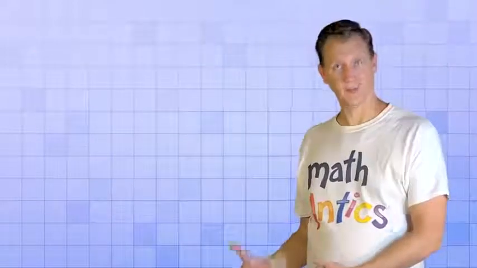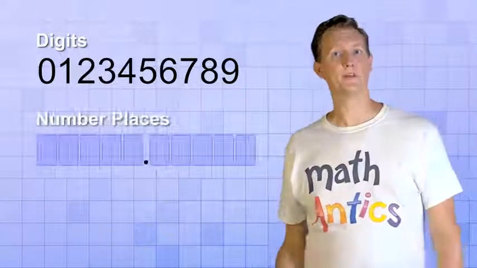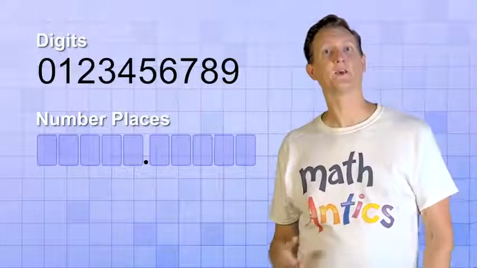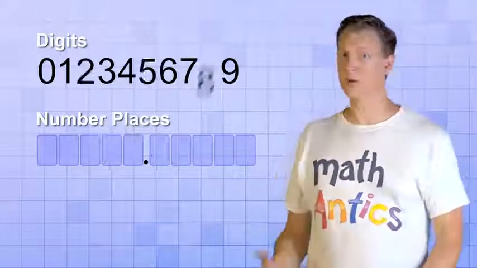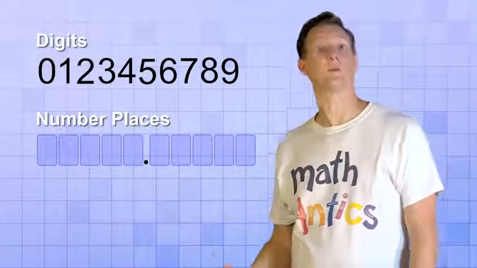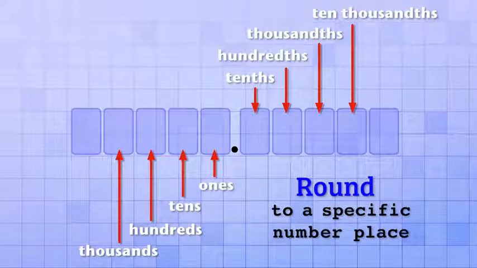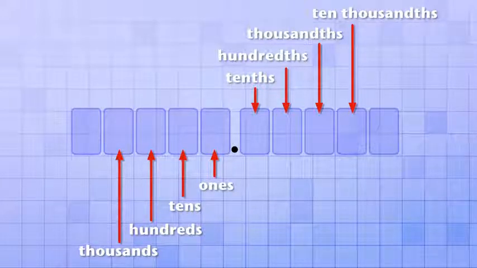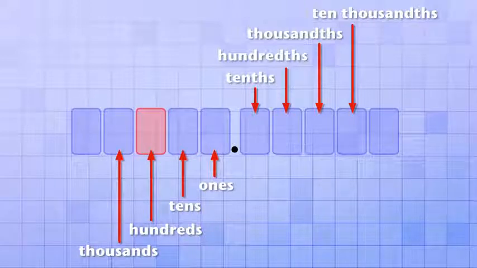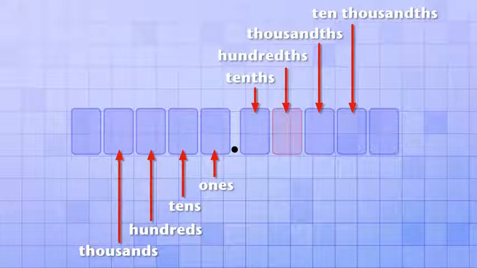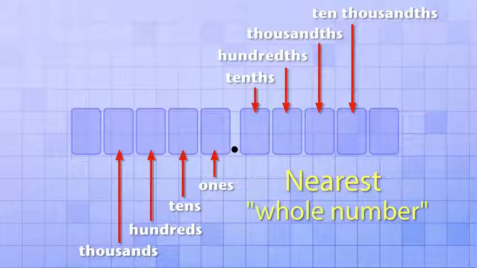Do you remember how our number system is based on digits and number places? Each digit of a number occupies a particular number place, and each number place is named according to the amount it represents, or counts. And it's important to know those names whenever you're rounding a number, because you'll usually be asked to round to a specific number place. For example, you may be asked to round a number to the nearest 10, or the nearest 100. Or you might be asked to round a number off to the nearest 10th, or 100th. You may even be asked to round to the nearest whole number, which is another way of asking you to round to the ones place.